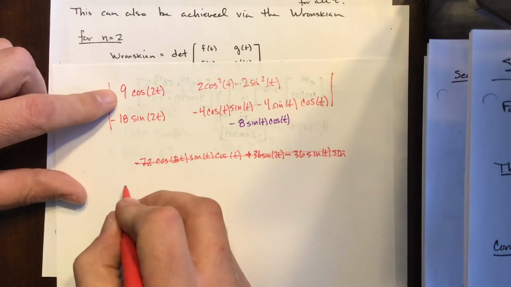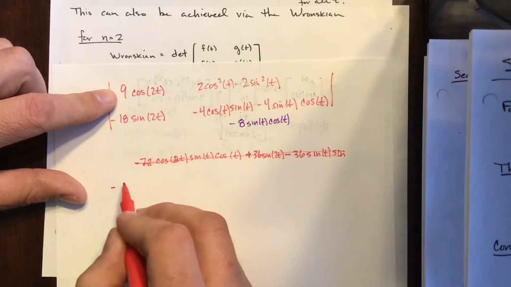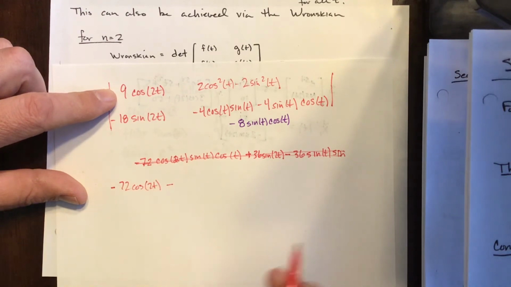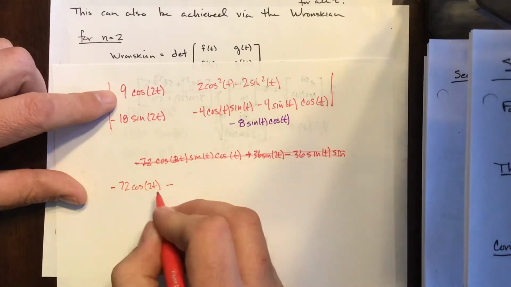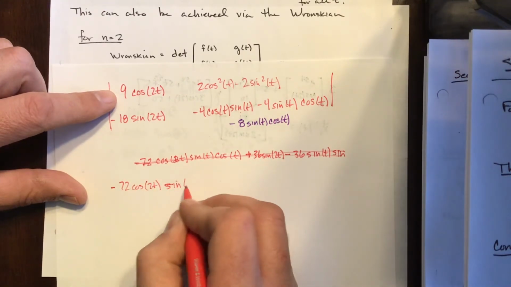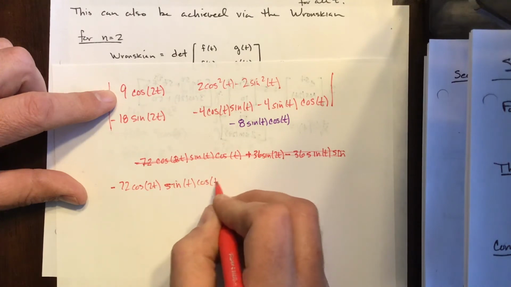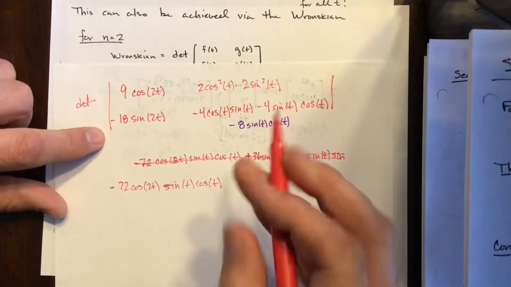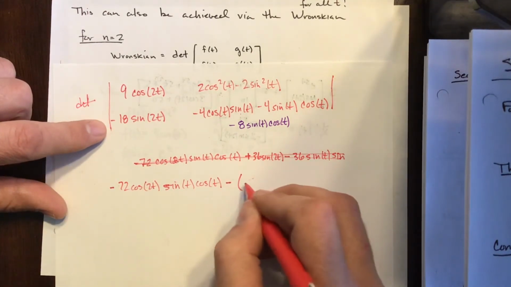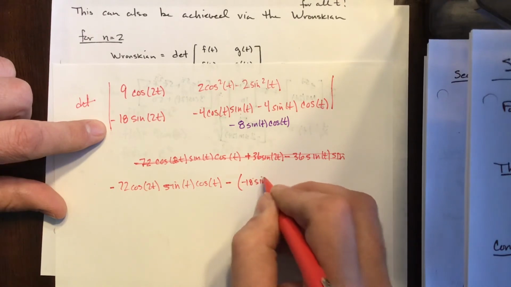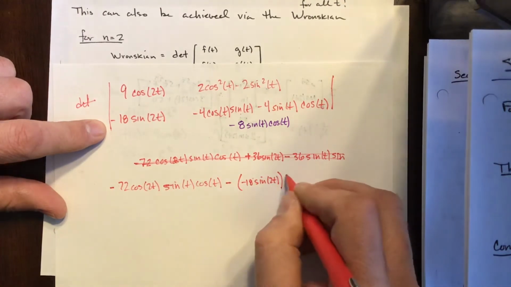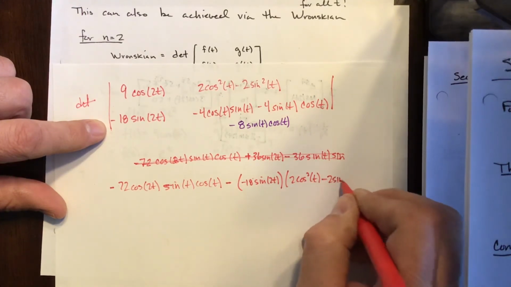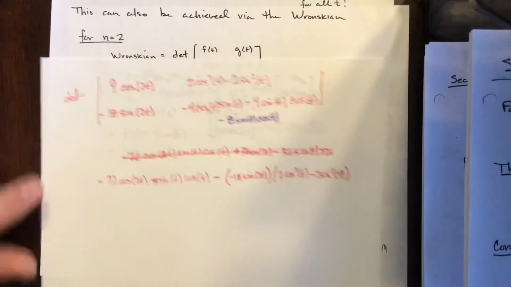So we get negative 72 cosine 2t times the sine of t cosine t, minus negative 18 sine 2t times 2 cosine squared t minus 2 sine squared t. There. That's better.